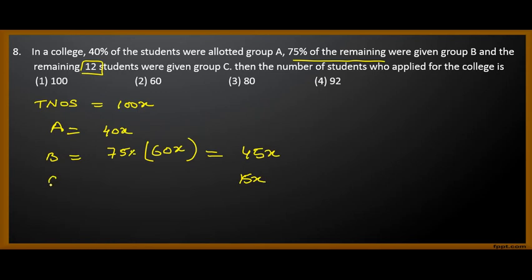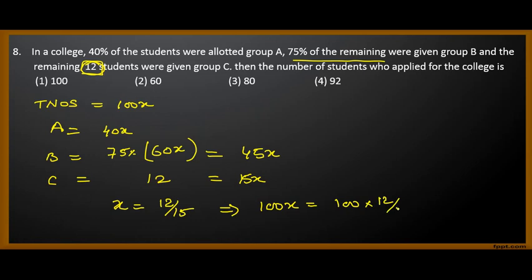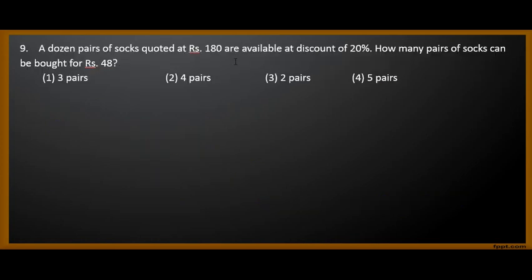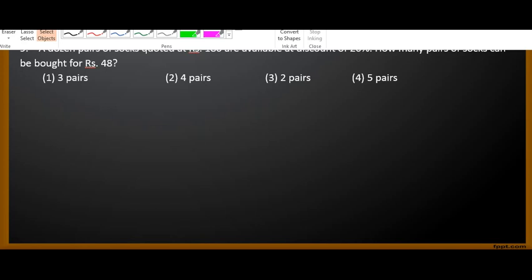So this is what is allotted for C. But according to the question, for C, how many students are allotted? 12 students. It means 15x is equal to 12. Then x is equivalent to 12 by 15. What is required? The total number of students, which is nothing but 100x. That equals 100 into 12 by 15. On simplification, you will get 80. So the answer is option 3. Now coming to the next question.